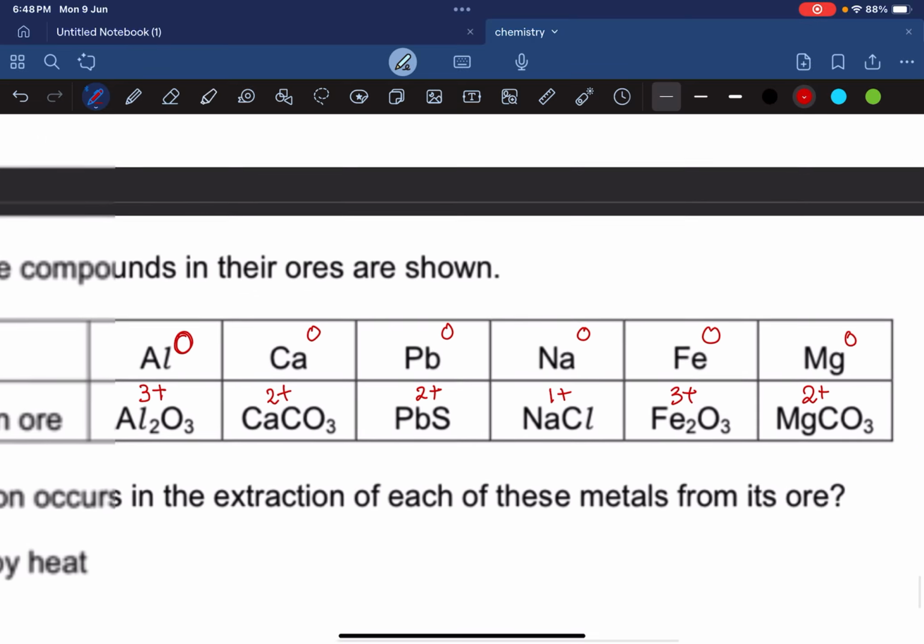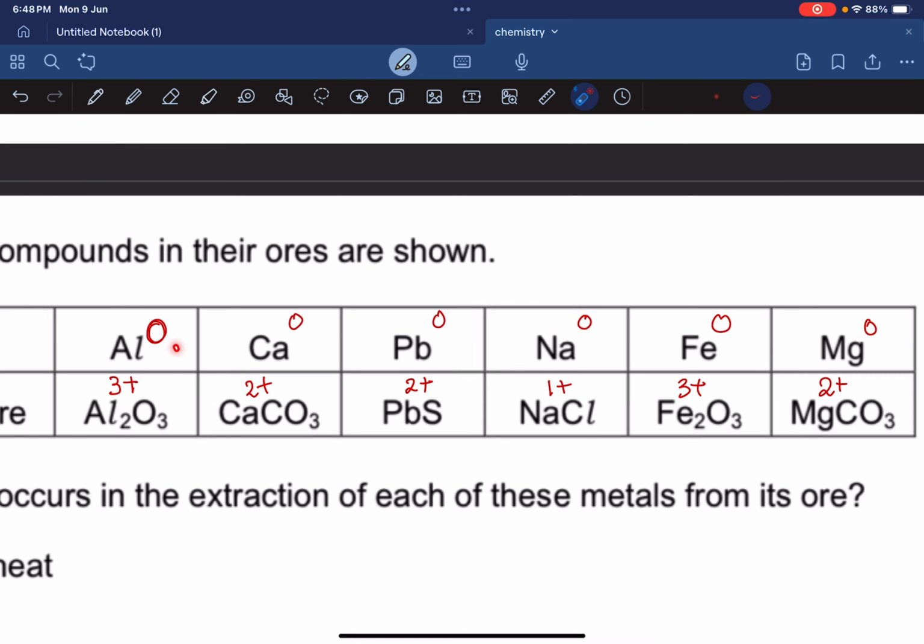What is common you are finding in all of them? What's happening? From 0 to 3 plus, increase in oxidation number. From 0 to 2 plus, increase in oxidation number. From 0 to 2 plus, increase in oxidation number. From 0 to 1 plus, increase. All of them are increasing their oxidation numbers.